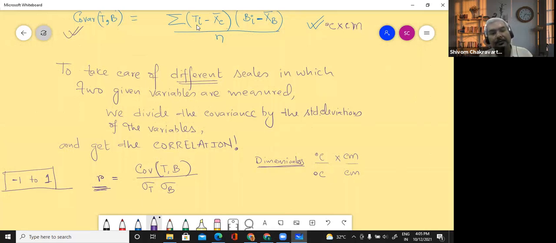It will also help us in regression. This is all about correlation, how we can derive this concept from covariance, and why we need it. Is this clear? Tell me if this is clear.